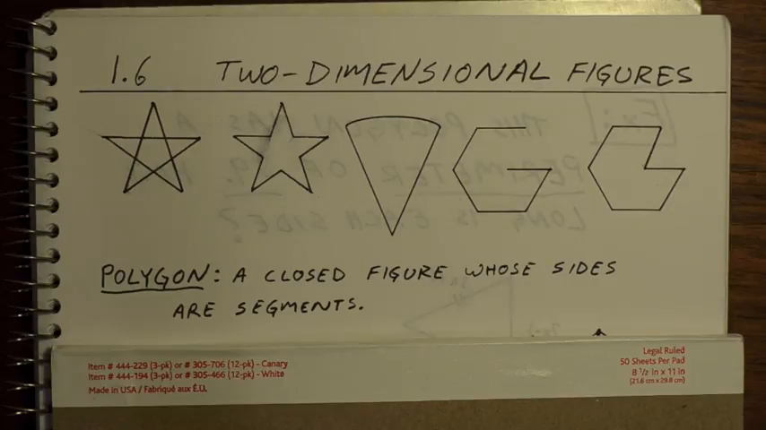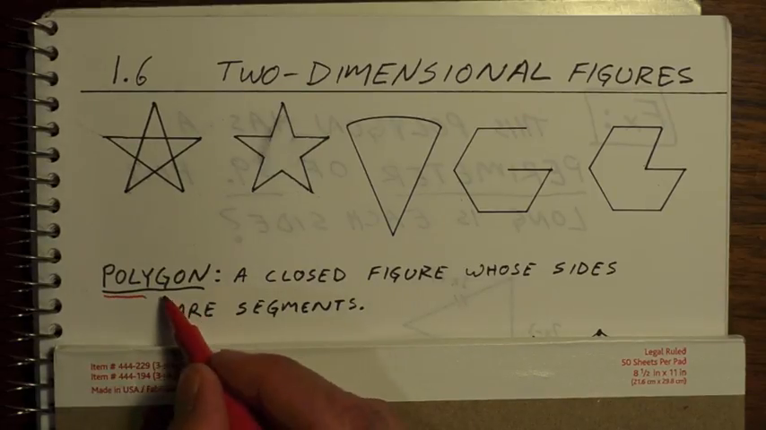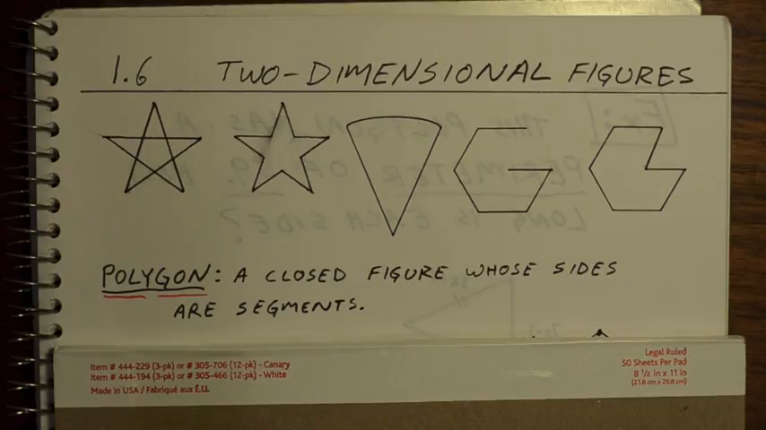Section 1.6 deals with two-dimensional figures. One important classification of two-dimensional figures are called polygons. Polygons are closed figures whose sides are segments. Poly comes from the root many, and gon meaning sides. So it's a many-sided shape.